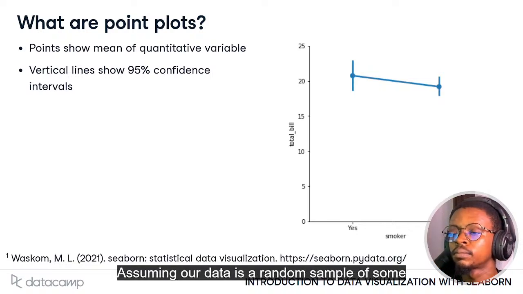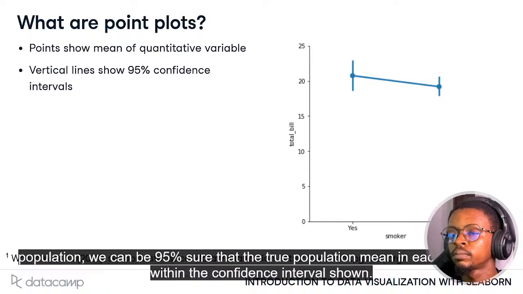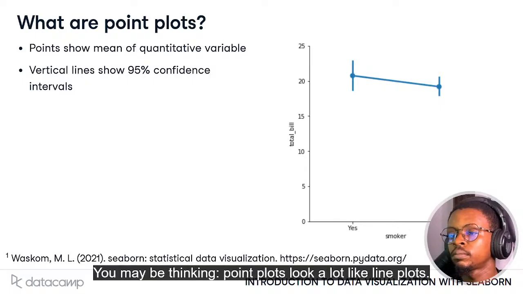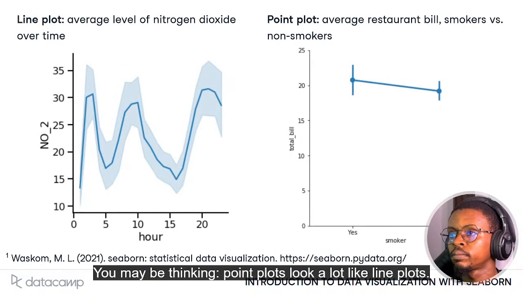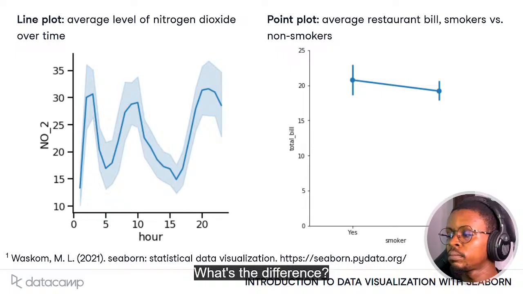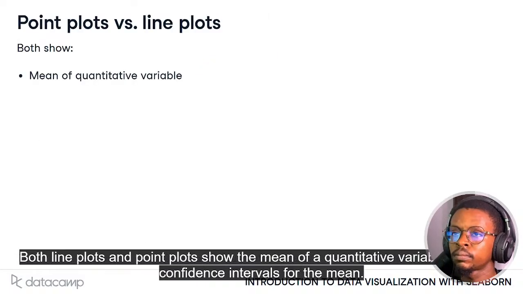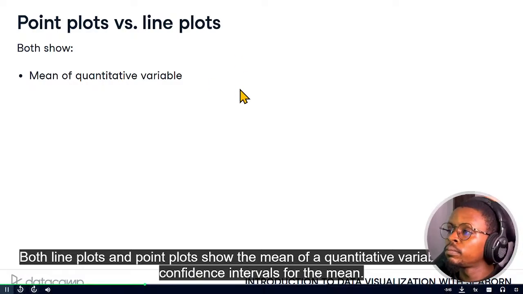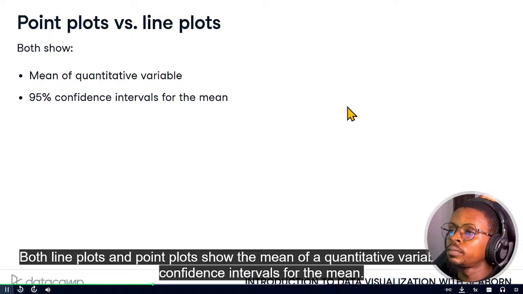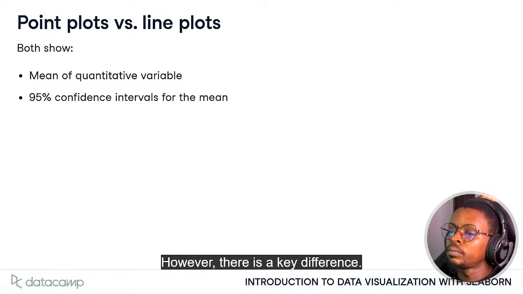Assuming our data is a random sample of some population, we can be 95% sure that the true population mean in each group lies within the confidence interval shown. You may be thinking, point plots look a lot like line plots. What's the difference? Both line plots and point plots show the mean of a quantitative variable and 95% confidence intervals for the mean. However, there's a key difference.